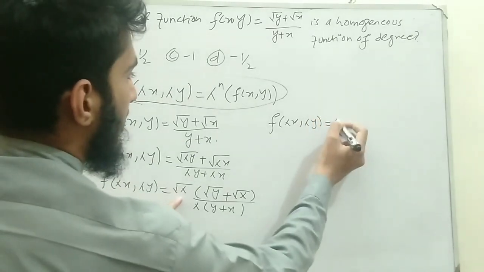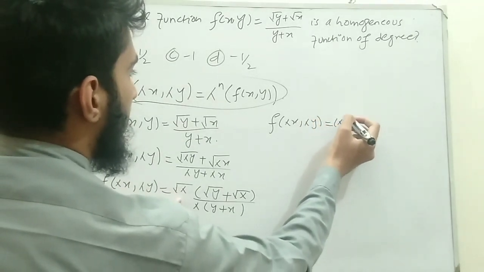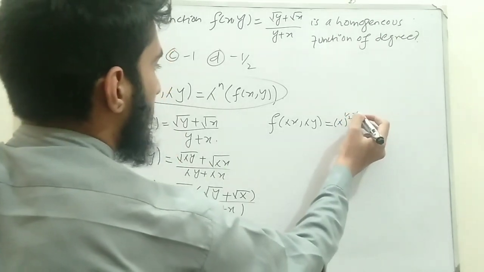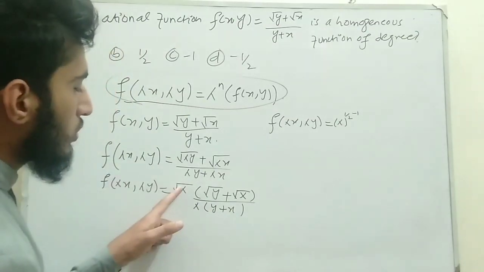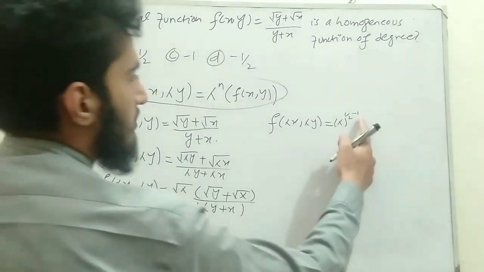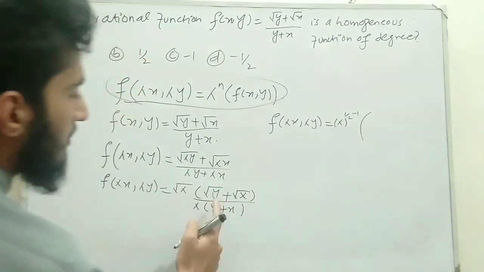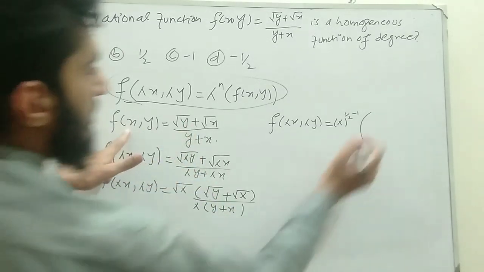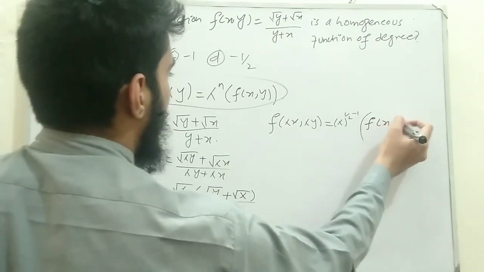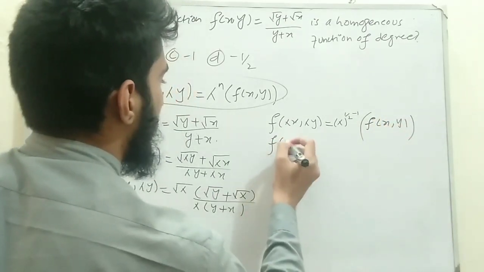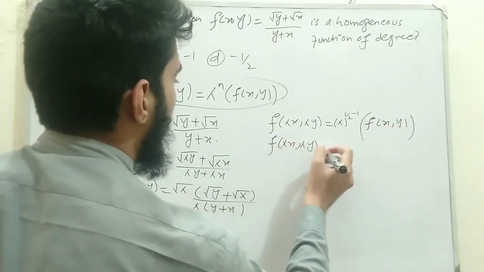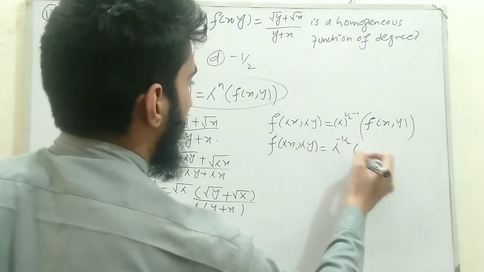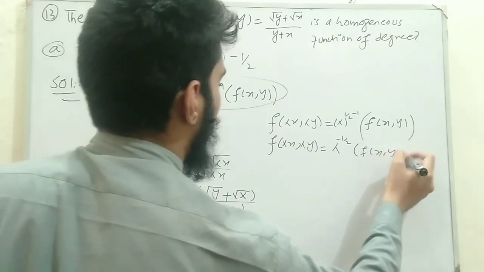After this, f of lambda x, lambda y is equal to root of lambda, which can be written as lambda power 1 over 2, and in the denominator the lambda power is 1, so by moving it to the numerator it becomes negative 1. So the power is 1 over 2 minus 1, and here is the original function, root y plus root x divided by y plus x, which is f of x, y. So f of lambda x, lambda y will be equal to lambda power 1 over 2 minus 1, which gives power negative 1 over 2, times the original function f of x, y.